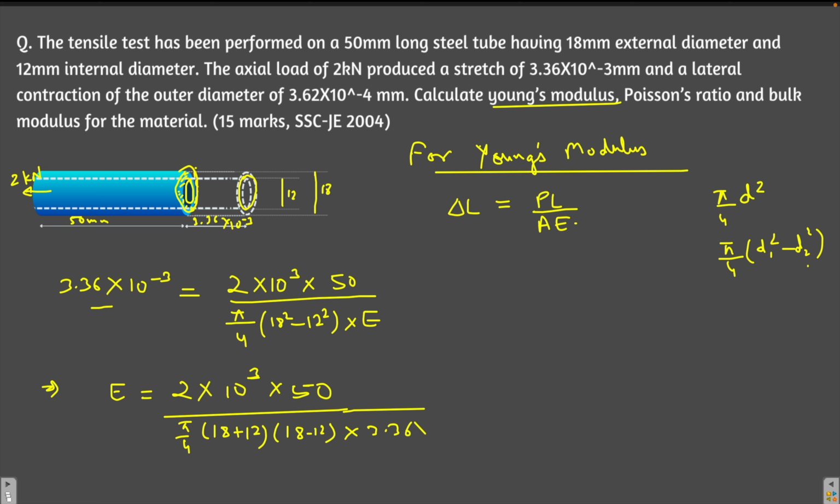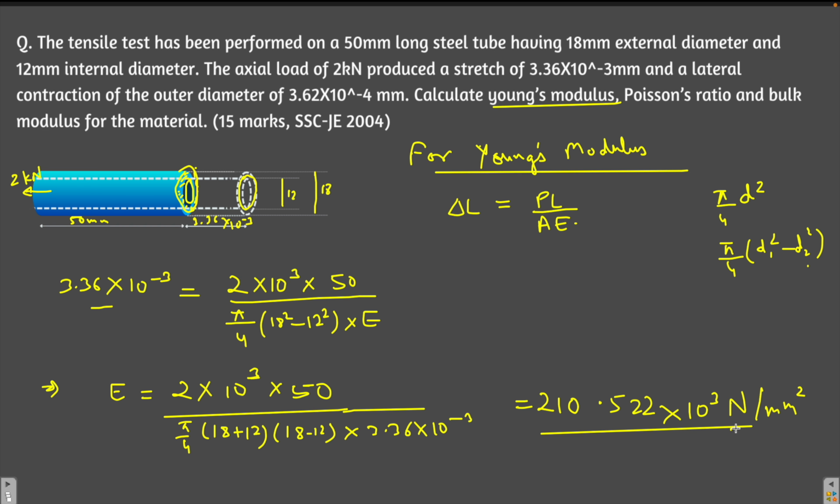3.36 into 10 to the power minus 3. So if you solve this, you will get the answer as 210.522 into 10 to the power 3 Newton per millimeter square. I am not solving this. You just have to use your calculator and solve this. Okay, so you will get this answer.